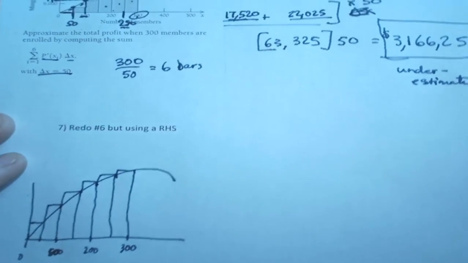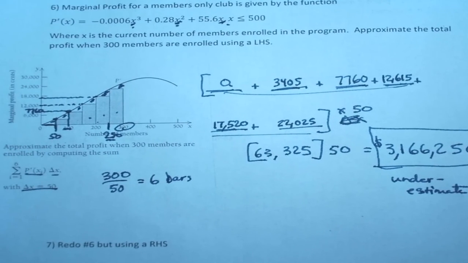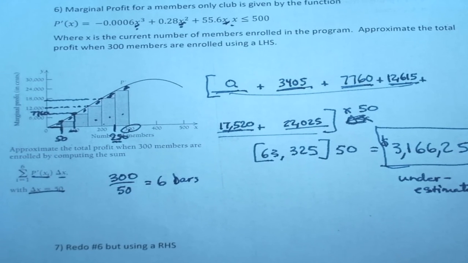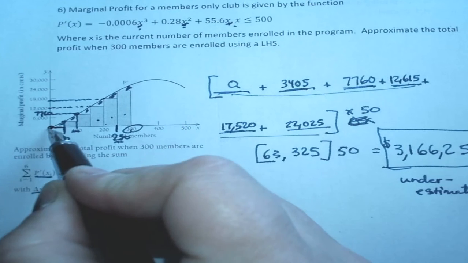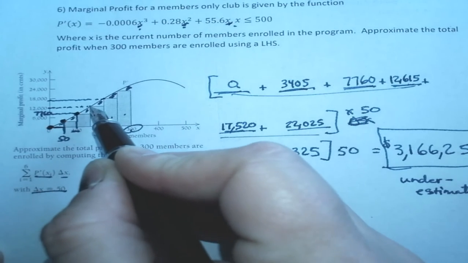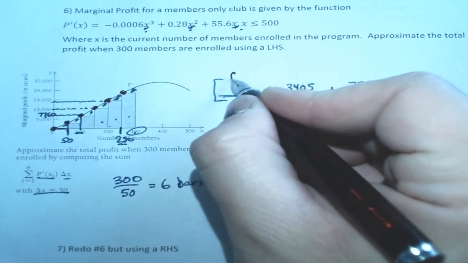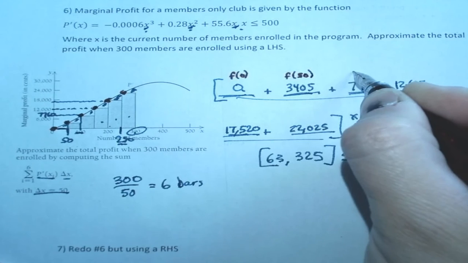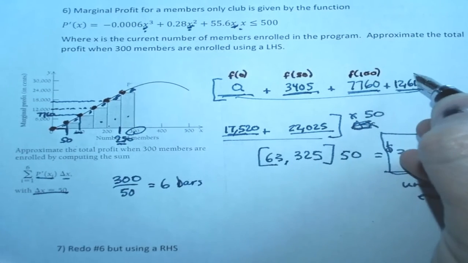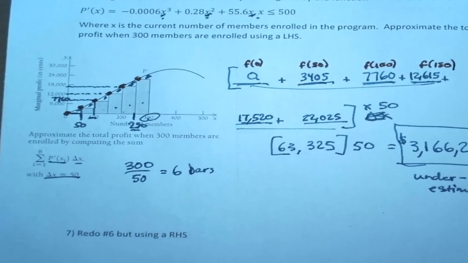Okay, now, notice what numbers we plugged in. Let me take a different colored pen and go back through this problem. So look at your picture. We used the left-hand sides of the bars. So we went 0, 50, 100, 150, 200, 250. So f of 0, f of 50, f of 100, f of 150, etc., etc.